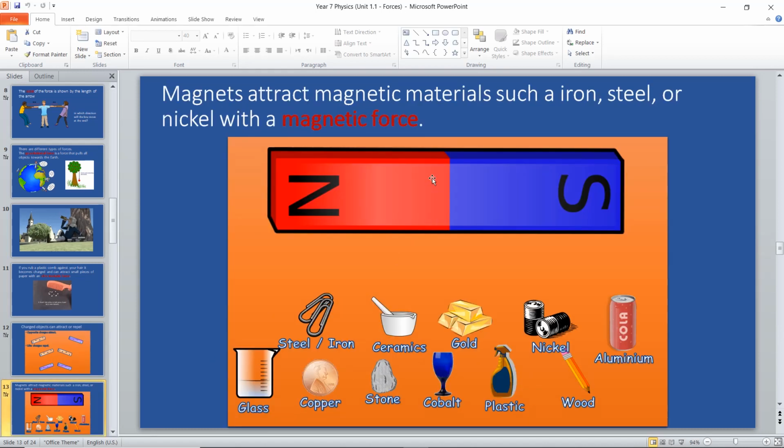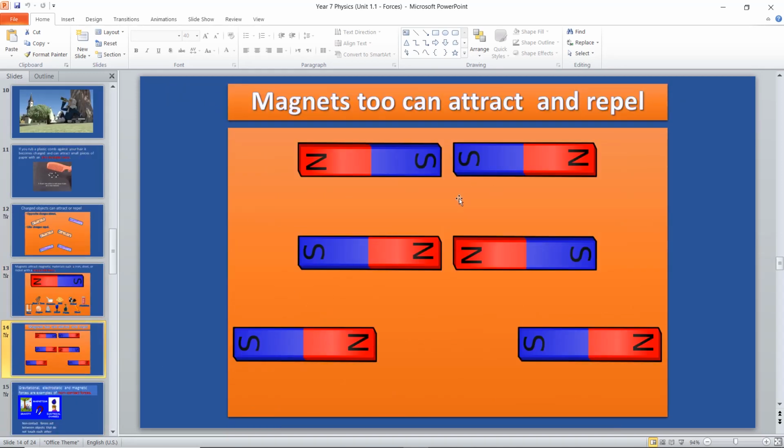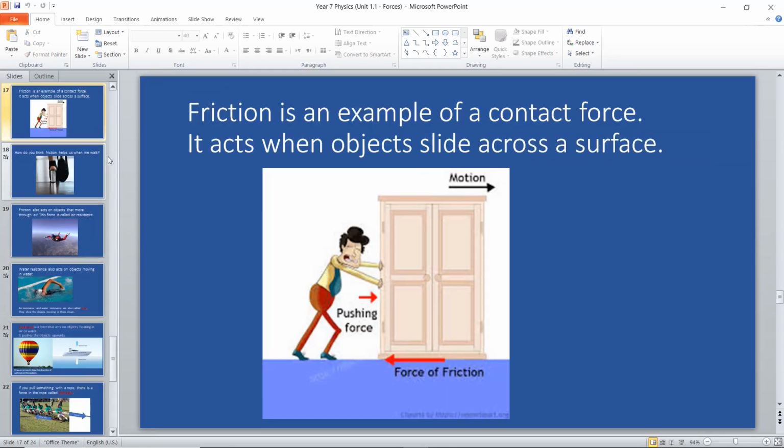The third force is the magnetic force. A magnet attracts steel, iron, nickel, and cobalt. Also, two magnets can attract and can repel. They repel when it's the same pole, and they attract when it's different poles. Gravitational force, electrostatic force, and magnetic force are non-contact forces. They are forces acting from a distance without touching.